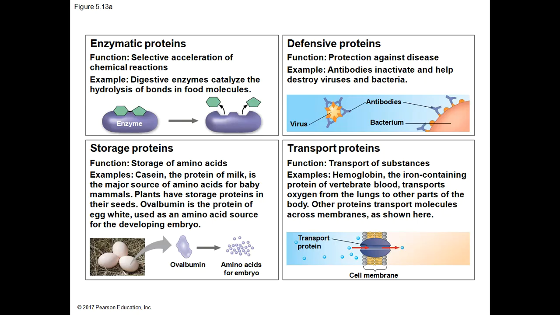So here you can see of the 8 classes, there's 4 depicted. Enzymatic proteins, their function is to selectively accelerate chemical reactions. Defensive proteins, their function is to protect against disease. Storage proteins, the function is storage of amino acids. And transport proteins, the function is transport of substances. Now that's the first 4.